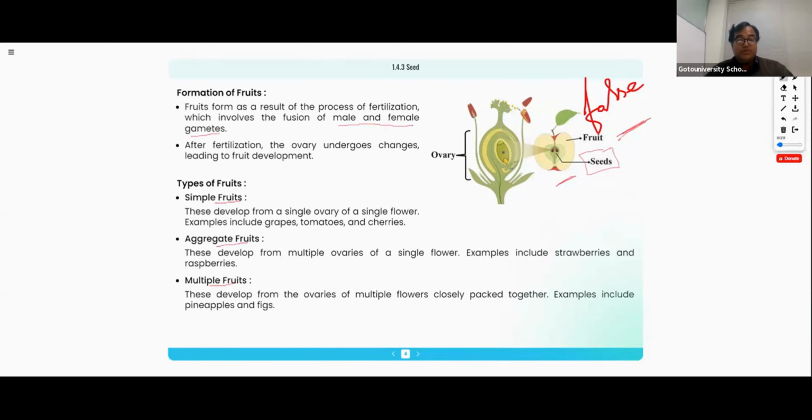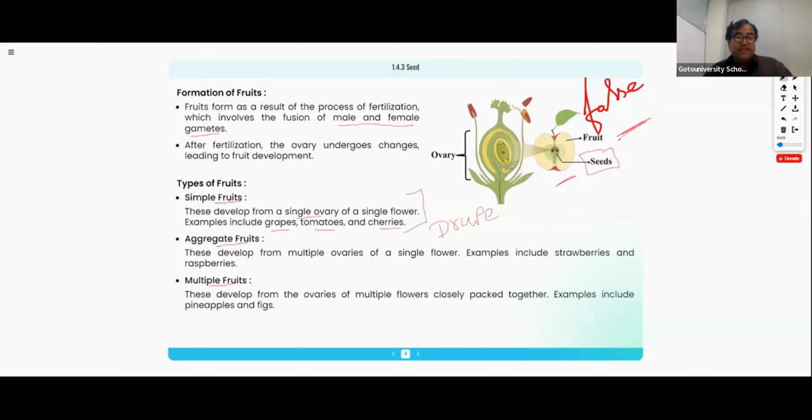If you're talking about the simple fruit, that is having only a single ovary, the grapes, tomato, and cherries. See, when you are seeing each and every concept, you should not just read the sentence. What is the hidden sentence? Tomato, juicy fruit, cherry, juicy, grapes, juicy. All this juicy, we used to call this drupe fruit. What is this? Drupe fruit.